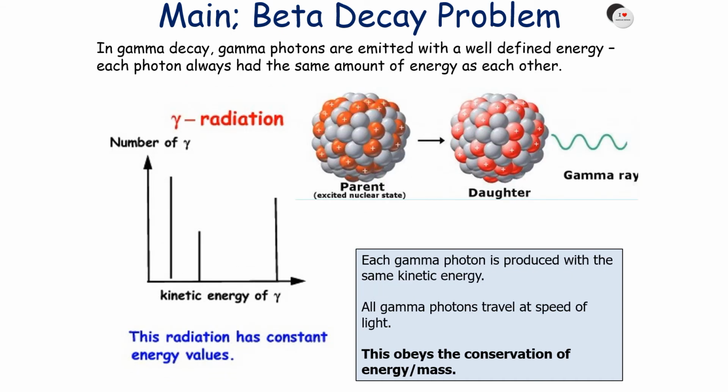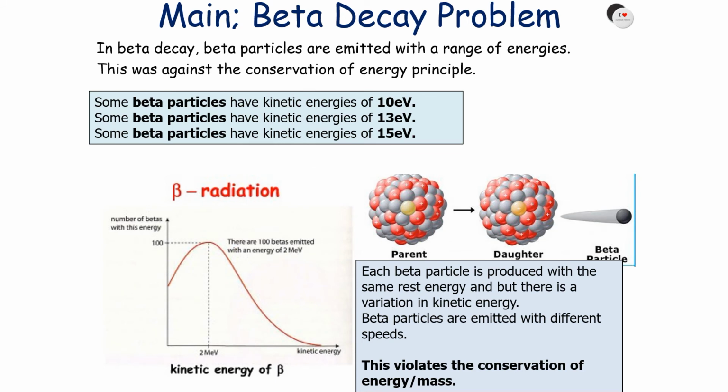Now, again, in gamma decay, gamma photons are emitted with a well-defined energy. So it again obeys the conservation of energy and mass. But in beta decay, beta particles are emitted with a range of energies. And this was against the conservation of energy, because some beta particles might have kinetic energies of 10 eV, some 13 eV, some 15 eV. Now each beta particle is produced with the same rest energy, but there's a variation in kinetic energy, so beta particles are emitted with different speeds.